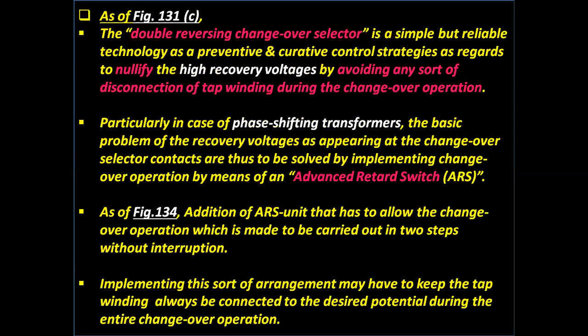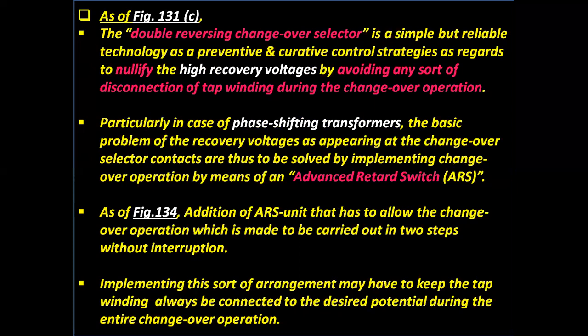As in figure 131C, the double reversing changeover selector is a simple but reliable technology as a preventive and curative control strategy to nullify the high recovery voltages by avoiding any sort of disconnection of tap winding during the changeover operation.